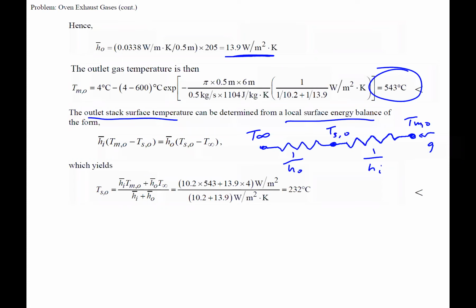Okay. So we know this, T infinity. We now know the outlet mean temperature. So utilizing our relationships of our delta T's here between this and this, or across the whole thing and this, we have a way to solve for that surface temperature at the outlet. Okay. So we rearrange, solve, we get 232 degrees Celsius.